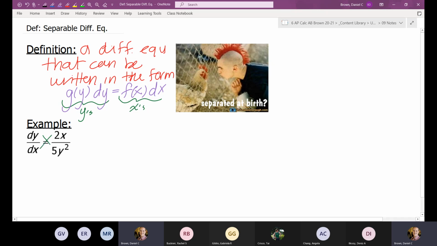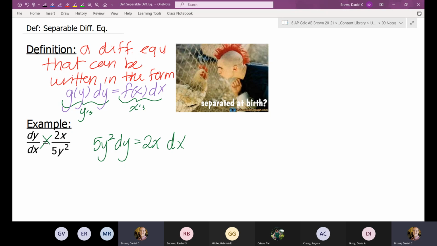If you cross multiply, you're going to end up with 5y squared dy is equal to 2x dx. That would be a separable differential equation because we were able to separate it to get y's on one side and x's on the other. It doesn't matter which side you get each variable. I will say personally, and how you will often see on the AP exam, y's go on the left-hand side of the equal sign and x's go on the right.